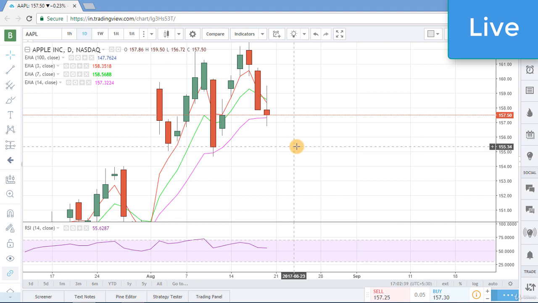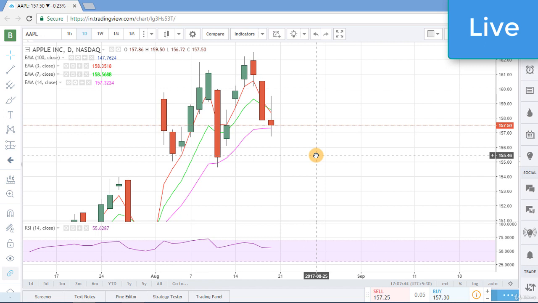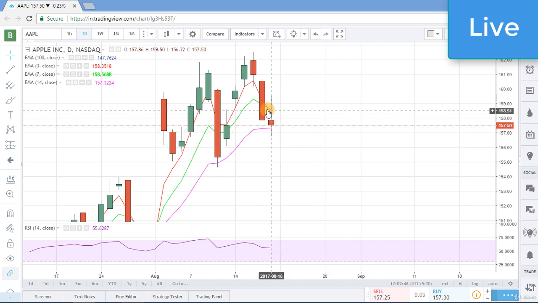In that case, we will not make any fresh entry in this stock. In the second situation, it can happen that this red line will cross above this green line and they both are above this pink line. So if you are an aggressive trader, you can make a fresh entry in this stock.